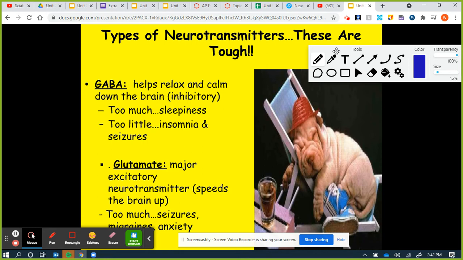All right, so any questions about those? What I would do with neurotransmitters, guys, is just if you don't know them already, just make flashcards. Okay, that's the easiest thing to do. Kind of just got to memorize them.